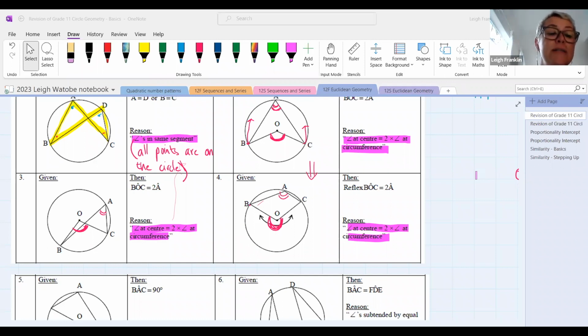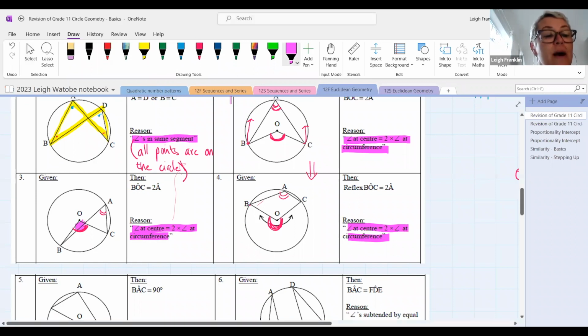The only thing we can say here is that this angle at the center, in other words, this angle that has been created over here, is 2 times bigger than that angle at A. Okay, ma'am. Thank you very much.